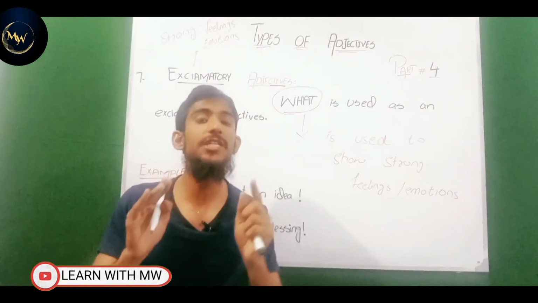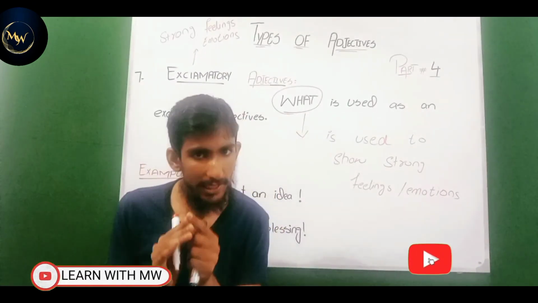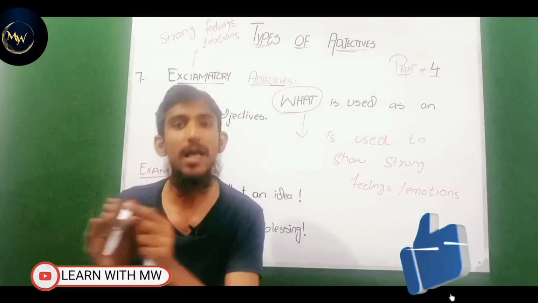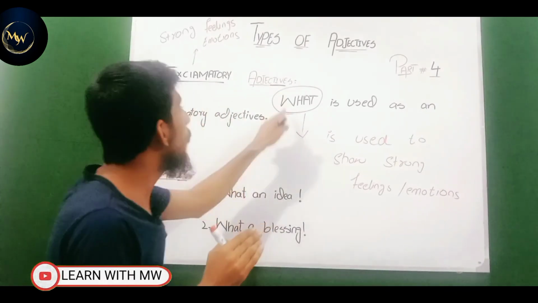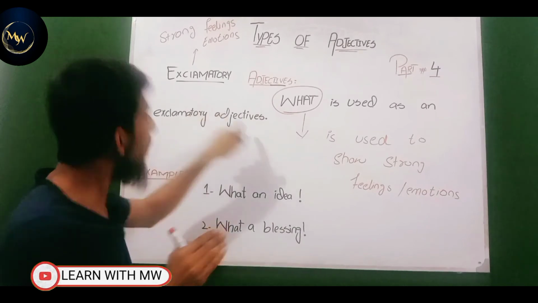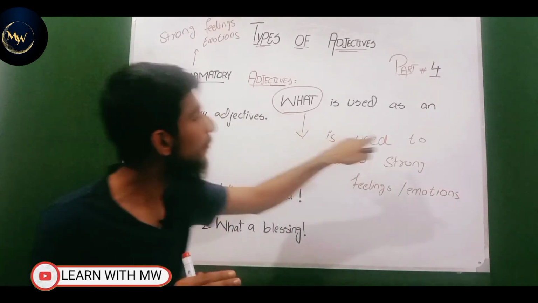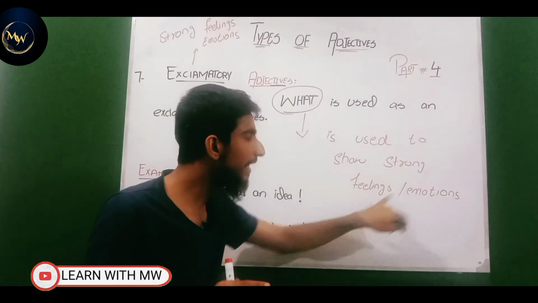We have also discussed in this video that "what" is also used as an interrogative adjective, but the condition is that "what" is used as an interrogative adjective when it is used with a noun to ask a question. But "what" is also used as an exclamatory adjective in English grammar, the condition is when it is used to show strong feeling and strong emotion.